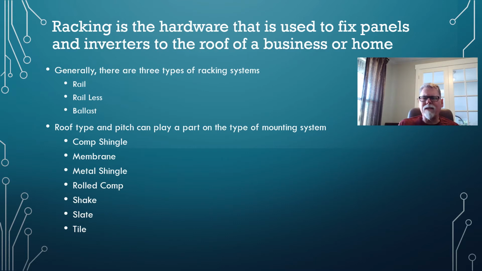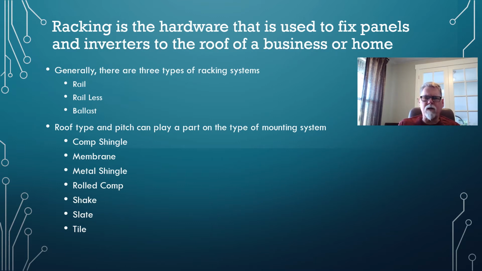There are three basic types of racking systems. There's a rail system, there's a rail-less system, and there's a ballast system. These are the three basic systems that are used in the majority of all residential and even commercial installations. Now, these mounting systems have a variety of different mounts or brackets that can be used depending on the type of shingle and roof structure.